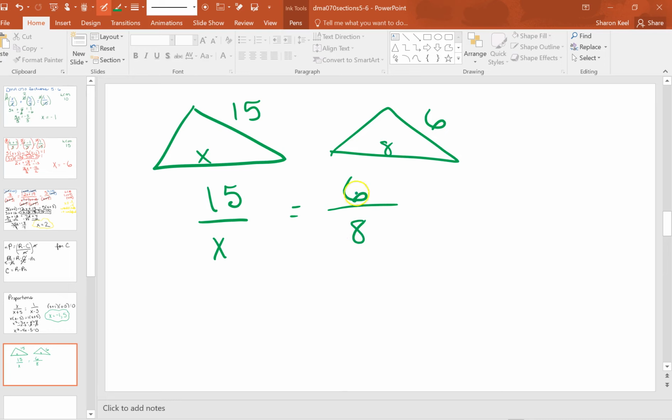As I cross multiply, 6 times x is 6x, and then we're going to do 15 times 8, and that's going to give us 120. We're now going to divide both sides by 6, and when you divide by 6, you get a solution of x is equal to 20. So you can set up a simple proportion to solve.